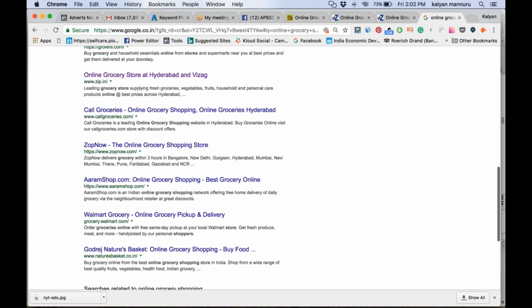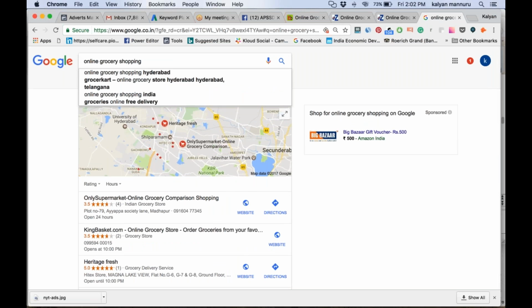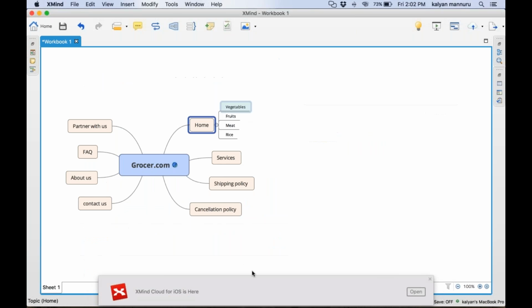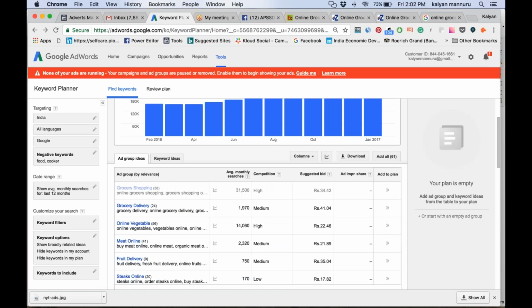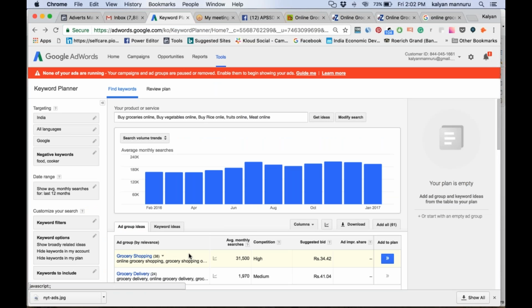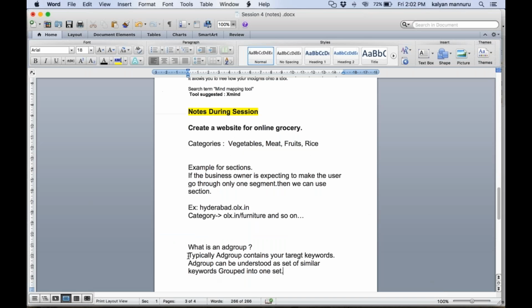To come to the first page, I should be doing my SEO, that is search engine optimization. You will be learning that separately. For now, as I told you yesterday, this is the basics of what we are learning. Now, what do I do? As I was telling you, instead of picking up keywords, please pick up ad groups. What are ad groups? A set of keywords that are similar to each other are grouped into one ad set. That's what I have written here also, if you can see.